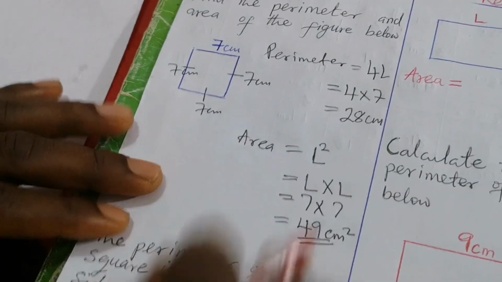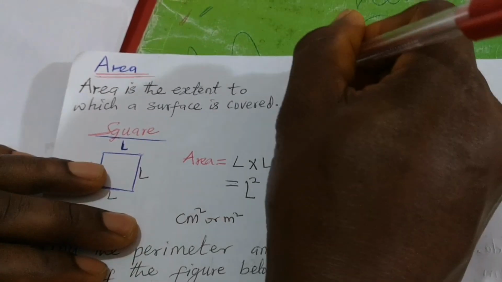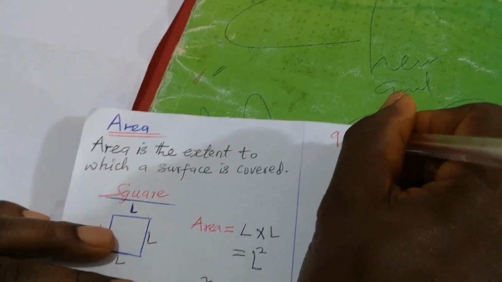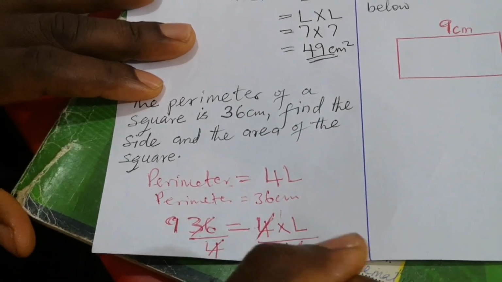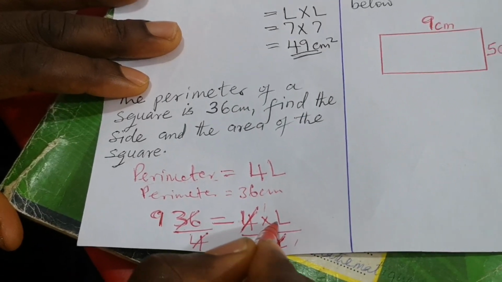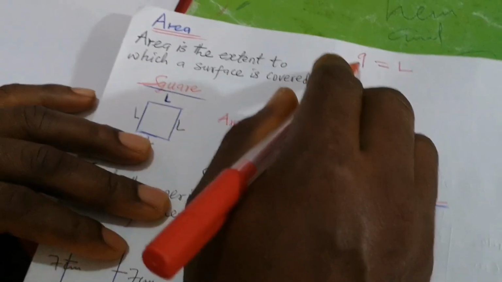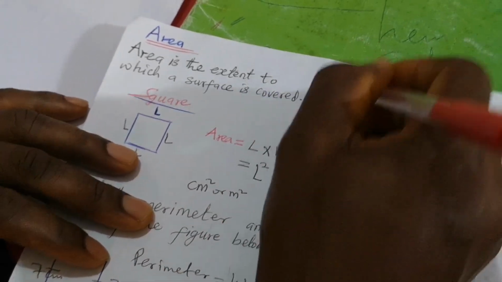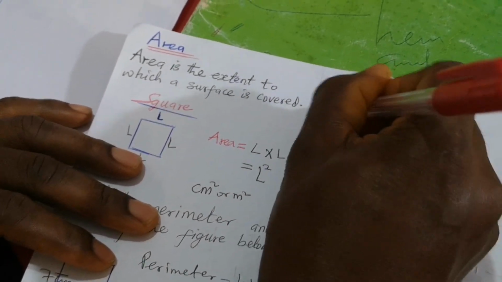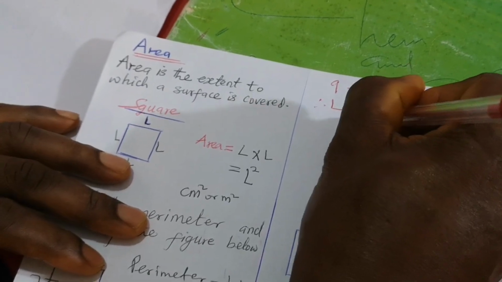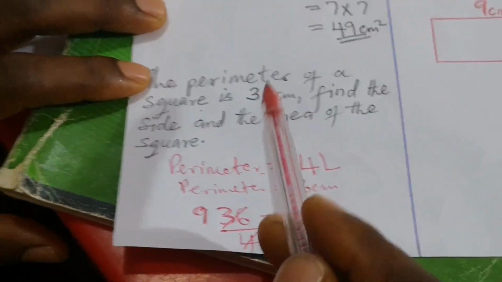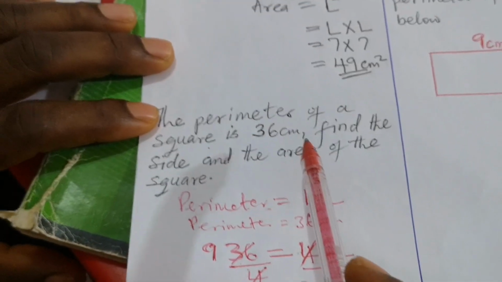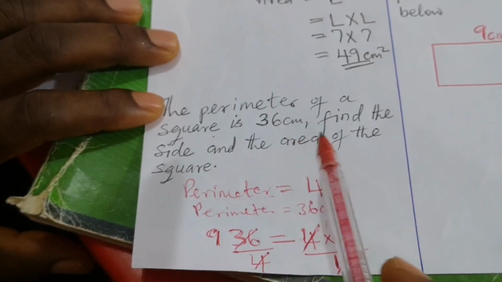So that means that 9 is equal to L, because here I have removed this 4. This 4 is no longer here. I now have only L. So that means that 9 is equal to L. Therefore, L is equal to 9 cm. So the length of the square we have here is 9 cm.